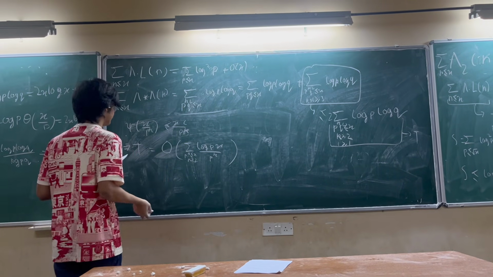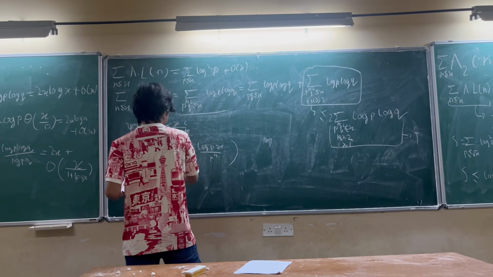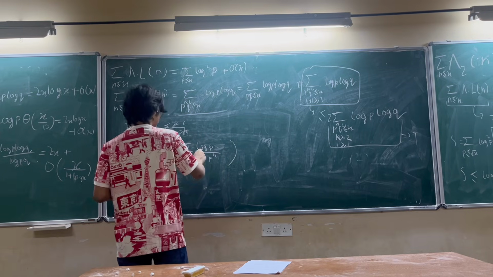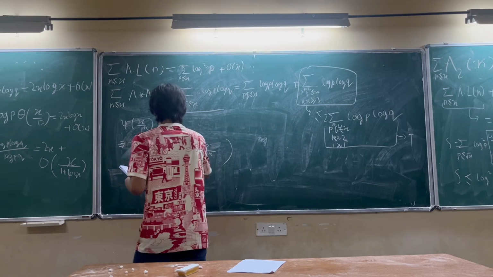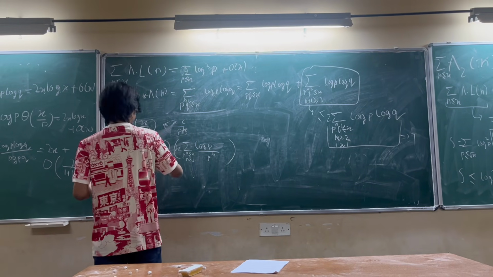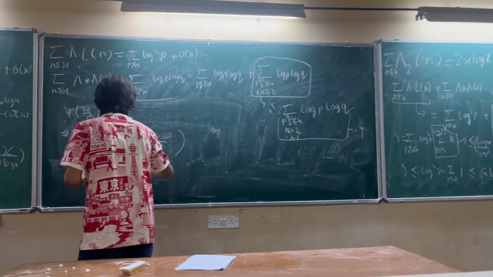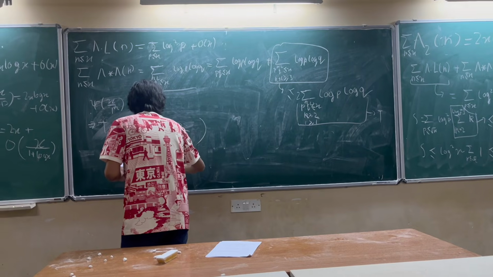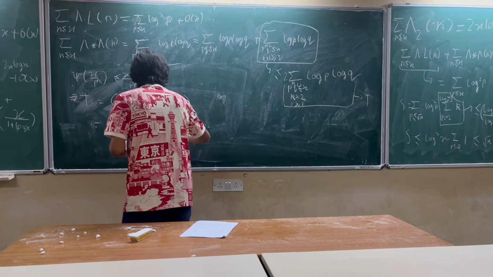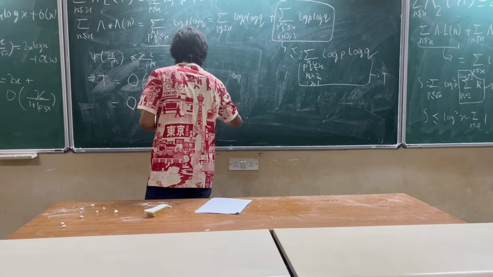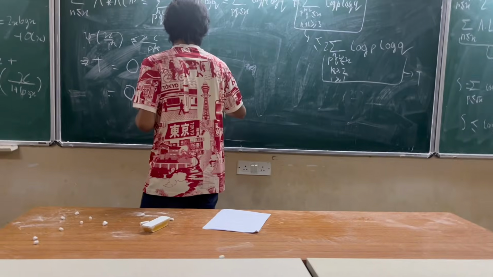Now I have to analyze this sum. I can take the x outside this summation. Because we are dealing with the order, I can simply rewrite this as x times the summation over p less than or equal to x of log p times the summation of 1 by p to the power k going from 2 to infinity.